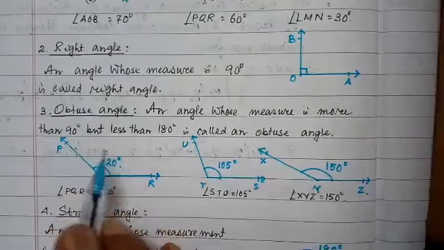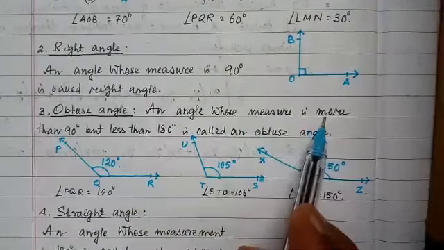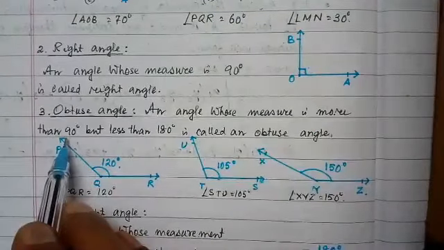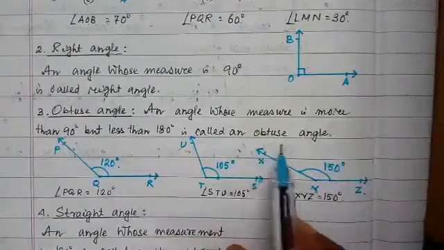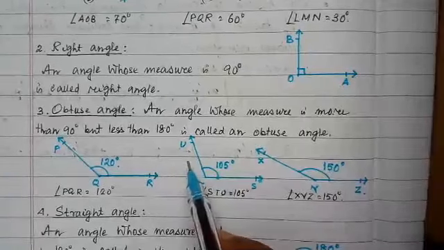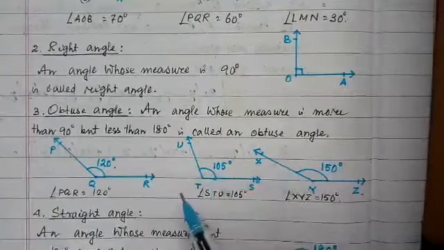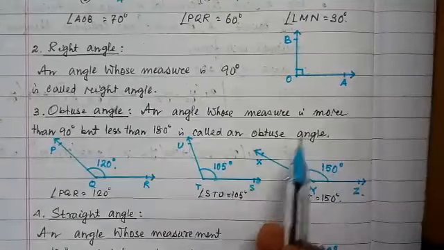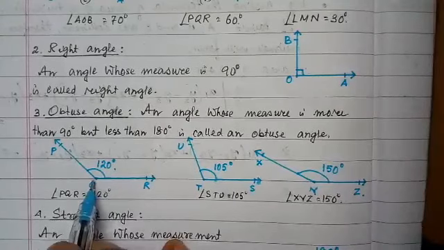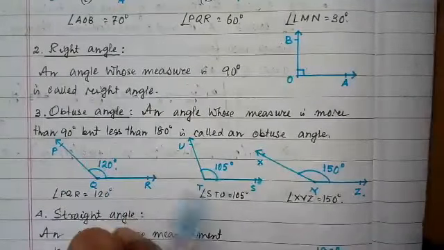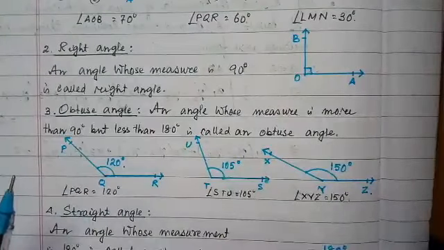Next, obtuse angle. An angle whose measure is more than 90 degree but less than 180 degree is called an obtuse angle. That is, an obtuse angle lies between 90 degree and 180 degree. In the figure I have drawn, this angle is 120 degree, which is more than 90 degree but less than 180 degree, therefore obtuse angle.